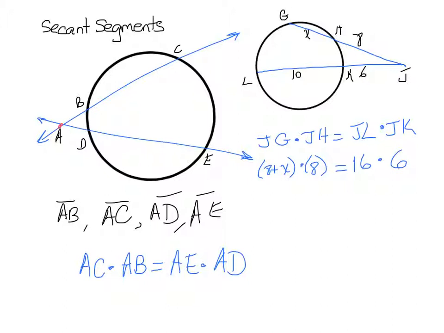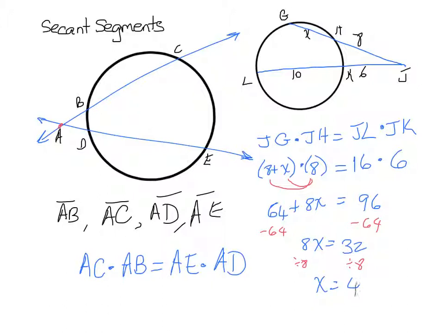All right, so all we have to do is simplify and solve, so I can distribute. And I get that 64 plus 8x is equal to 96. We can go ahead and take 64 from both sides, and we get that 8x is equal to 32. And finally, we can divide both sides by 8, and we get that x is equal to 4. All right, and we've used the secant segments in order to find x.